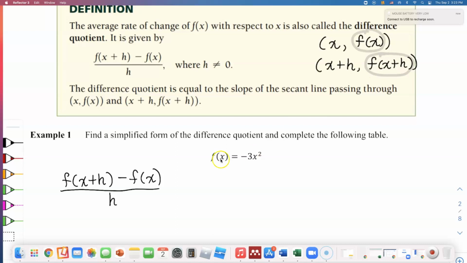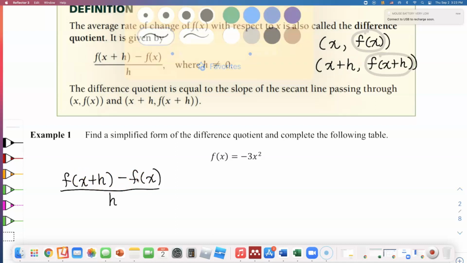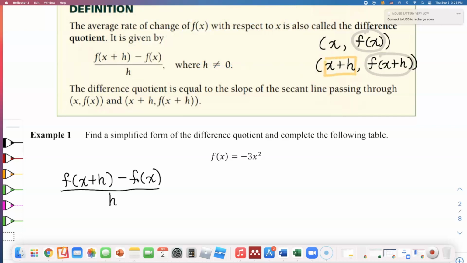That's what the numerator here is, right? That is the change in the vertical or change in y's. That's the rise, right? Rise over run. That's the rise. And if you subtract the x values, the input values, you will do x plus h minus x. So that's why you only have what left? H in the bottom.